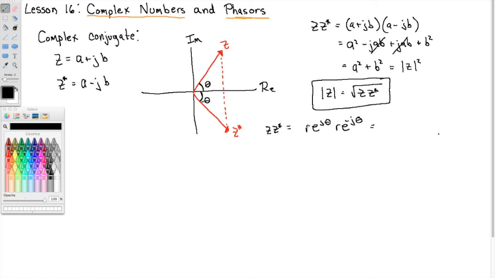And notice what happens again, we get r times r is r squared, e to the j theta times e to the minus j theta is e to the 0, which is 1. So again, we conclude, look, we're left with the magnitude squared. It's exactly what we got in this case. So the magnitude of z, which is r, is the square root of z times z conjugate.